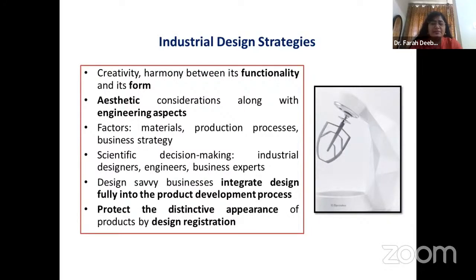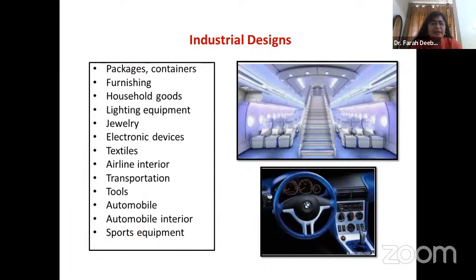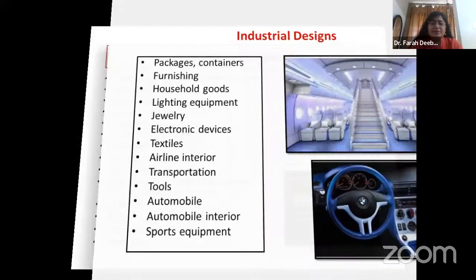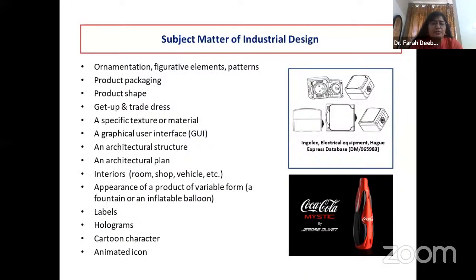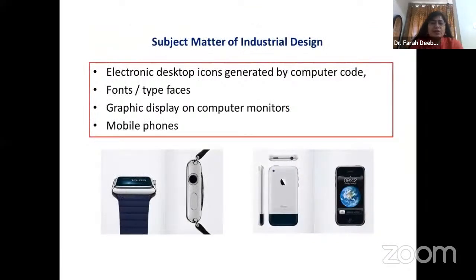So you can have packages, containers, furnishing, household goods, jewelry, airline interiors, automobile interiors, automobiles; anything can be protected by industrial designs. And it can be an ornamentation on a product package or trade dress, all those things: a hologram, a cartoon character, an animated icon. All those things can be under industrial design. And electronic desktop icons also will be considered. The fonts will be considered as industrial design. Then again, graphic display on monitors of computers.